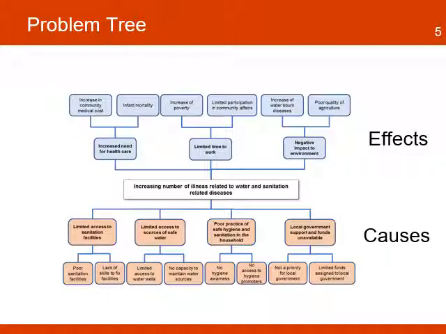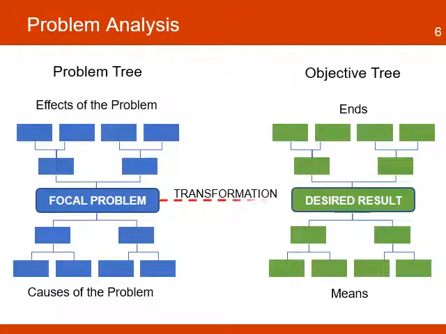The process starts with analysis of the problem tree, the focal problem, the causes, and the effects of the problem. The idea is to convert the problem tree into an objective tree. The transformation includes the change of the negative statements of the problem tree into positive statements. The focal problem is converted into a desired result. The causes of the problem are transformed into means and the effects of the problem into ends.